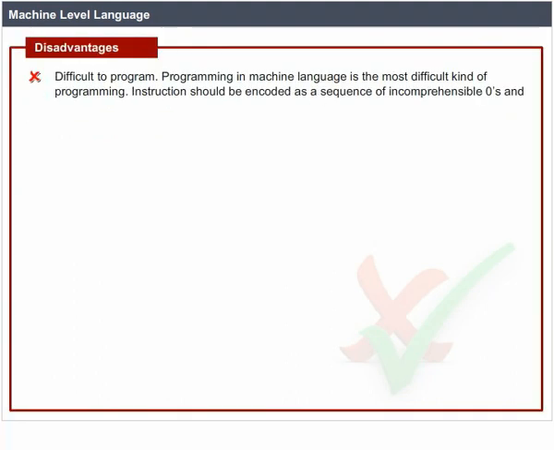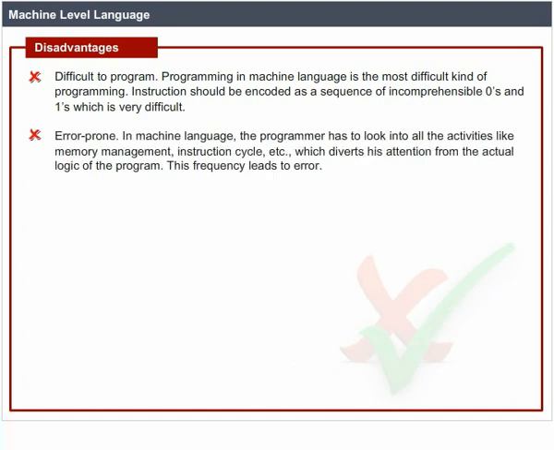Disadvantages. Difficult to program. Programming in machine language is the most difficult kind of programming. Instructions should be encoded as a sequence of incomprehensible zeros and ones, which is very difficult. Error-prone. In machine language, the programmer has to look into all the activities like memory management, instruction cycle, etc., which diverts his attention from the actual logic of the program. This frequently leads to errors.